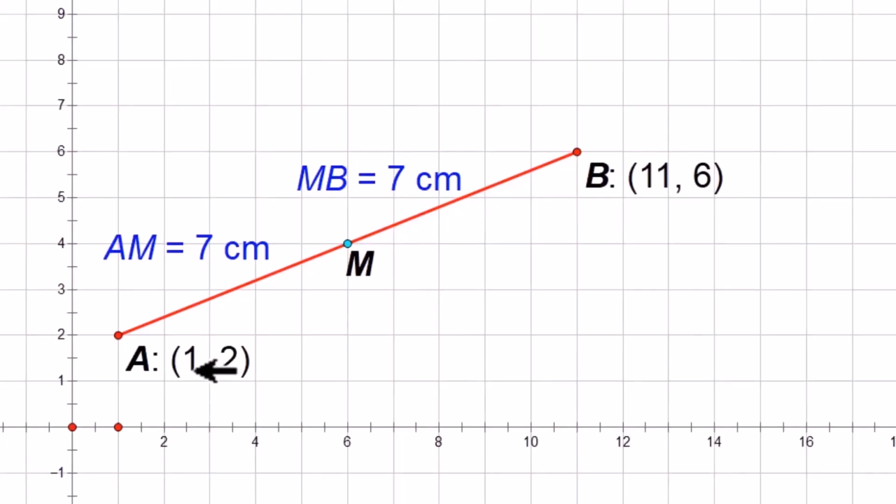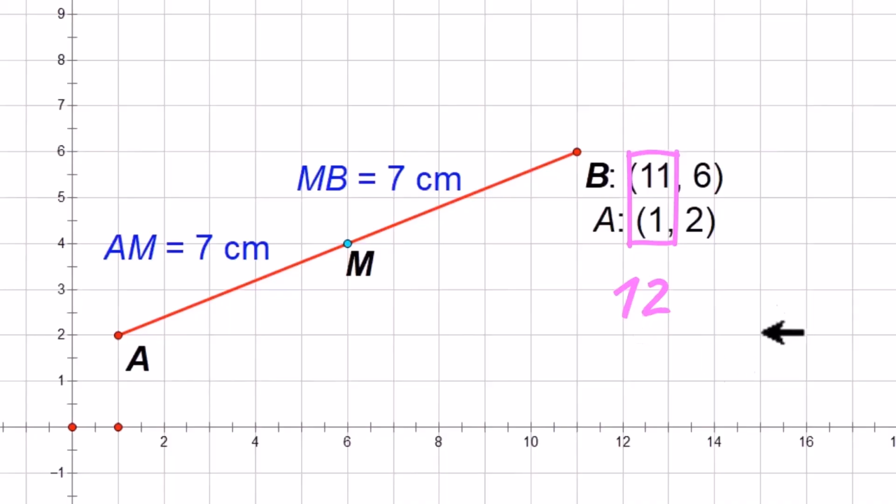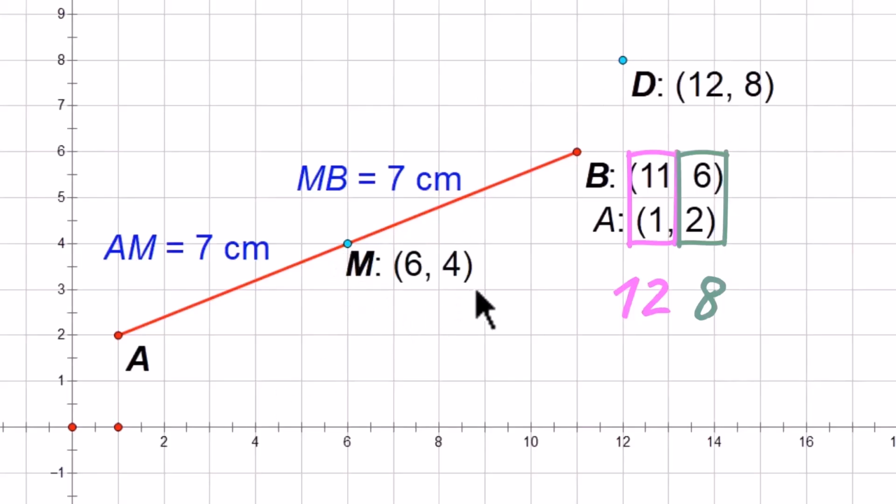So what I'm going to do here is take this guy and drag him underneath here. Now let's add up the x coordinates, 11 and 1, and we get a 12. Let's add up the y coordinates, 6 and 2, we get an 8. So we have coordinates x 12, y 8. Is that the midpoint? Well, no, it's way over here. So you want the midpoint to be here. The midpoint's halfway. The midpoint is 6, 4.